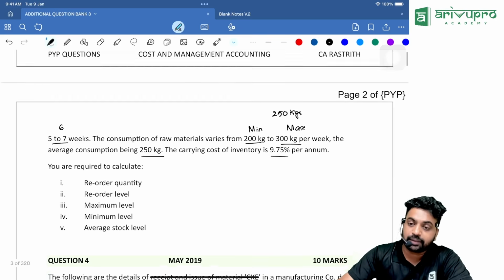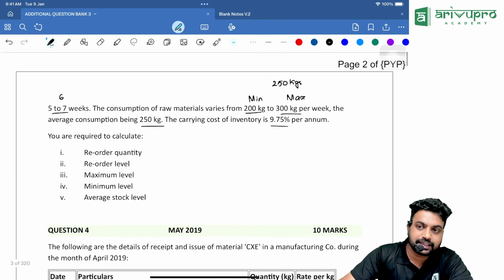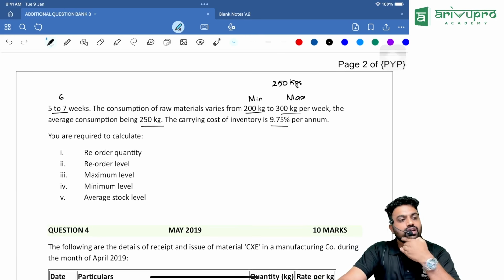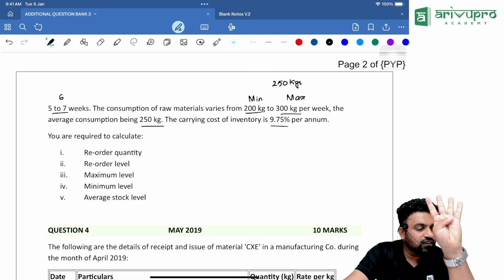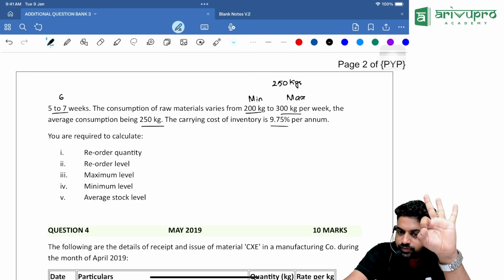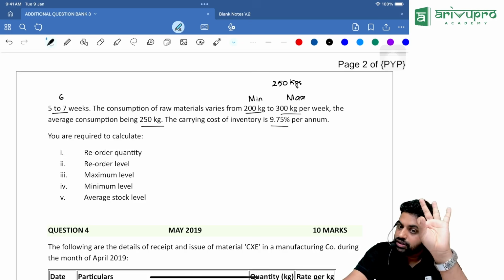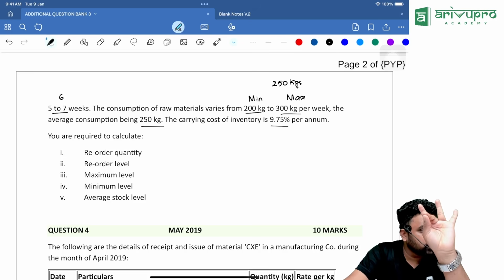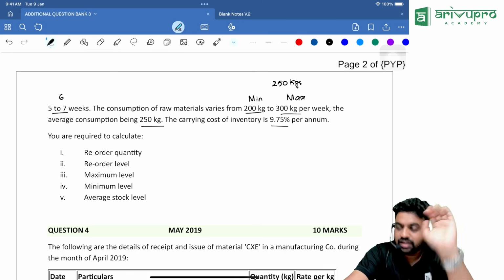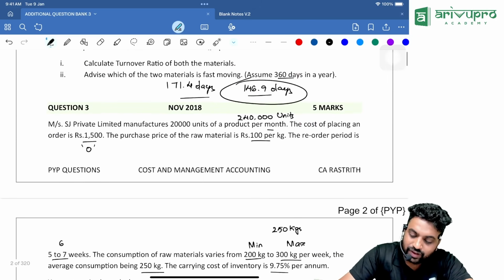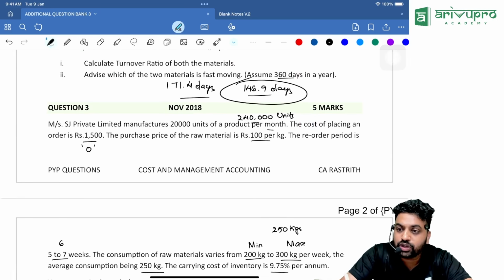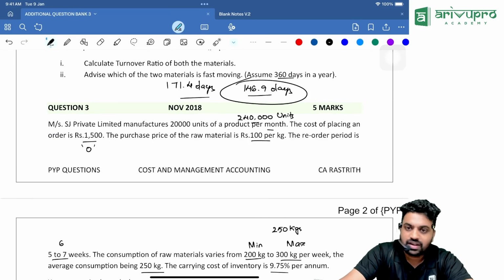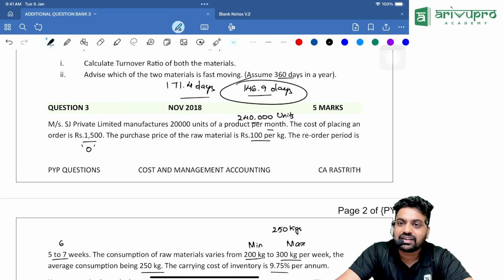Mark this question as LMR. You will get to know why. Concentrate. To calculate EOQ, you need three information. Information number 1, annual requirement. Information number 2, ordering cost per order, carrying cost per unit per annum. Ordering cost per order and carrying cost per unit per annum is already there. Sir, annual requirement is also there, sir. Where? 2,40,000. Guys, that is finished goods. We are talking about raw material. What they have given is finished goods.